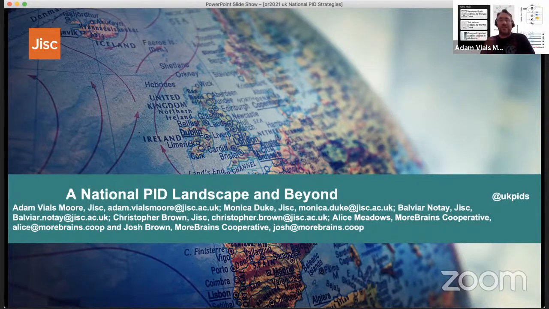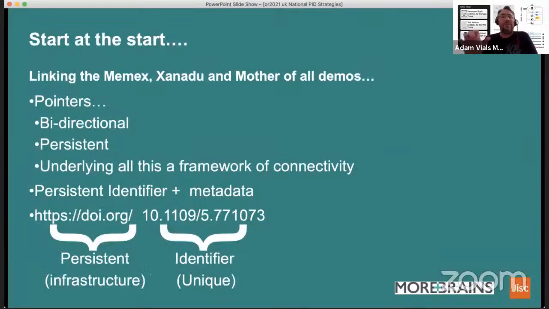I want to talk a bit, and I'm closing the session as well, so I really crack on, about persistent identifiers, why we should talk about them in a national context, what we've done to address that, some work we've done on looking at prioritizing the persistent identifiers that are important for that work, and where we are right now. So I'm going to start at the very beginning.